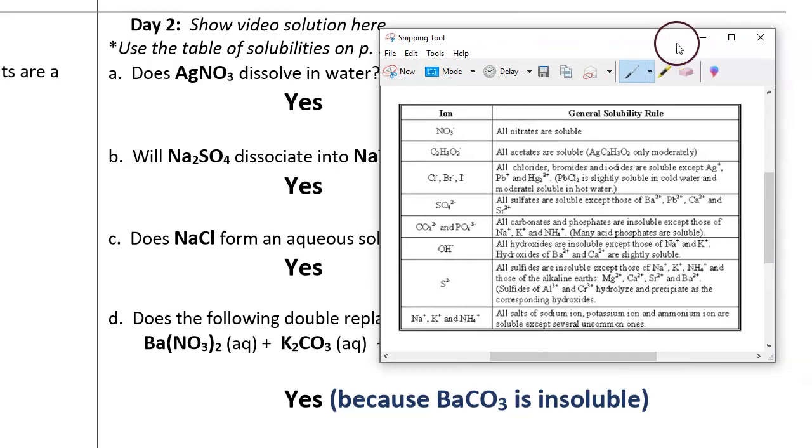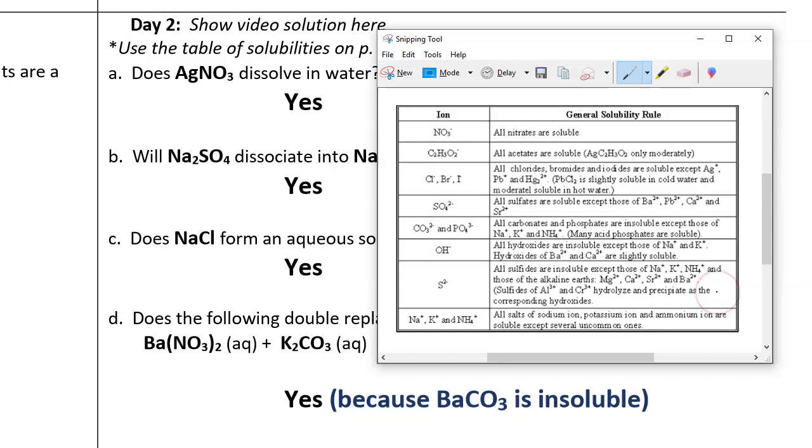Let me pull on screen a similar solubility table. It's not identical to the one on page 372, but it has the same information. So we're looking up silver nitrate, and on this particular table, I notice the ion nitrate is mentioned in the top row, and here's what it says. All nitrates are soluble. They'll all dissolve in water. And so that's why I said yes to the first question.